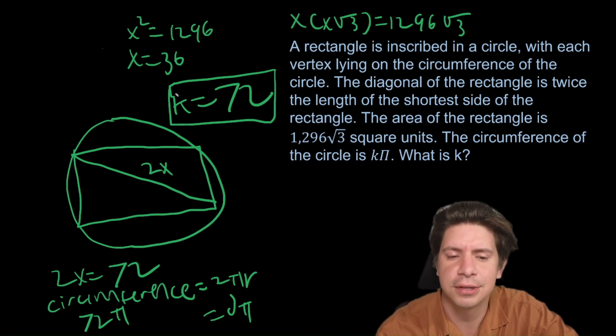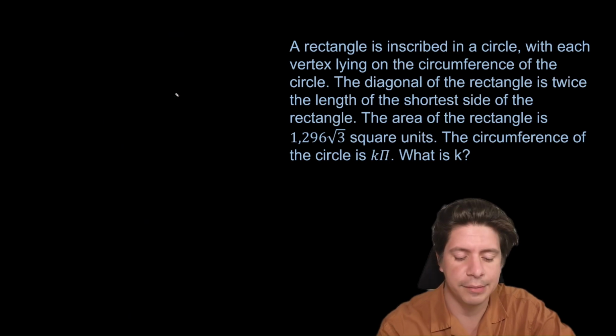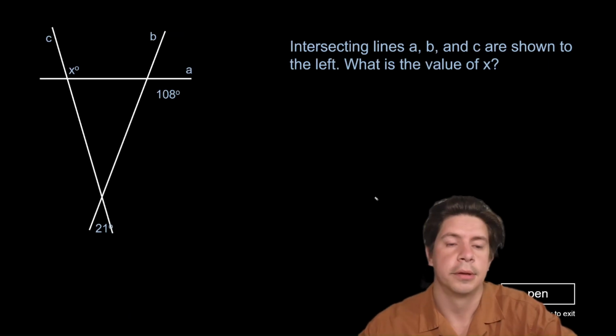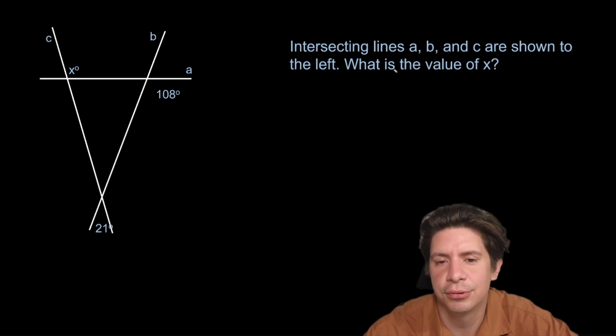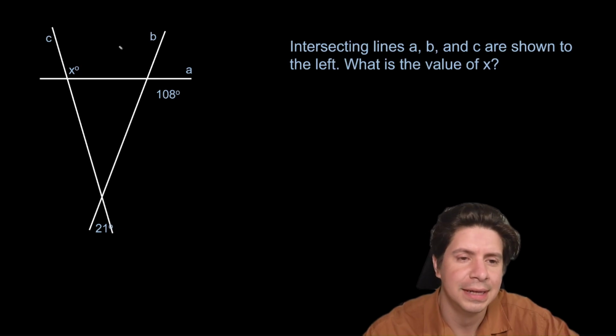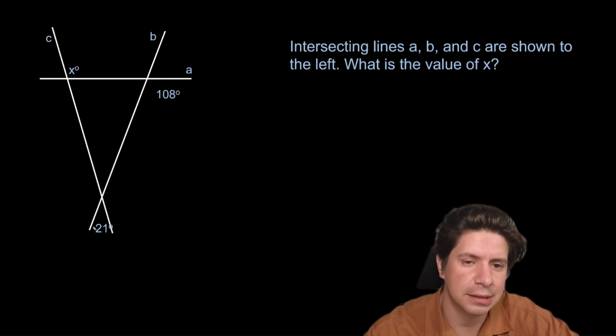So if you have questions on this, let me know. If you have variations on it, I'd be happy to try them out for you. Okay, so now we have another one here. Intersecting lines A, B, and C are shown to the left. What is the value of x? This time we have it, so this is C, this is B, that's A.